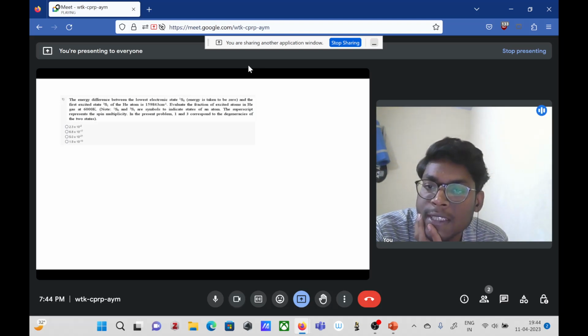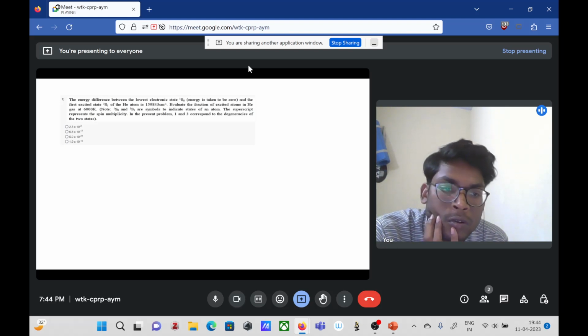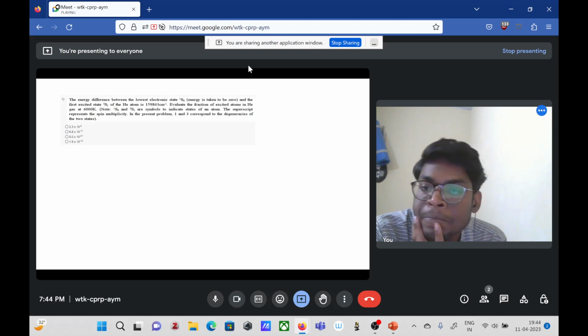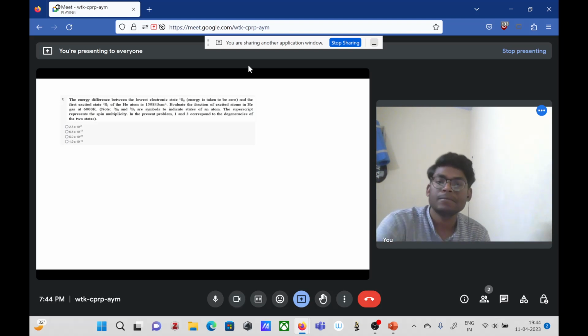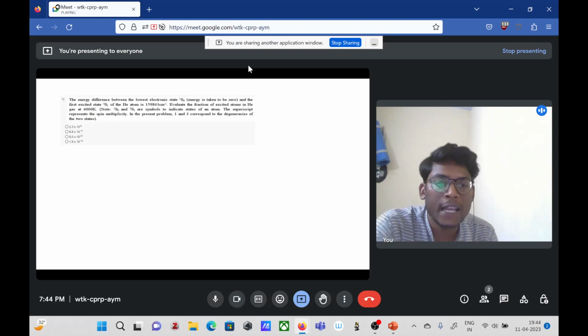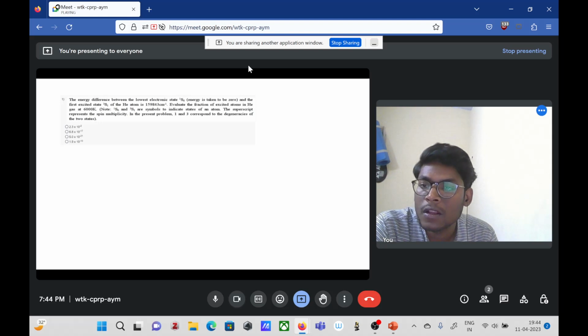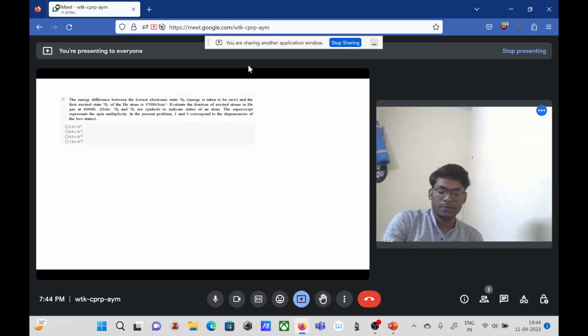Here it says that these symbols indicate the states of atoms. The superscript says the spin multiplicity, as you all know that spin multiplicity gives you the degeneracy, that is 2s plus 1, and 1 and 3 correspond to the degeneracy of the two-state systems. Now tell me one thing, which has higher energy, helium gas or helium liquid? Obviously helium gas, right? So the higher energy state will be that. So we'll try to do that.